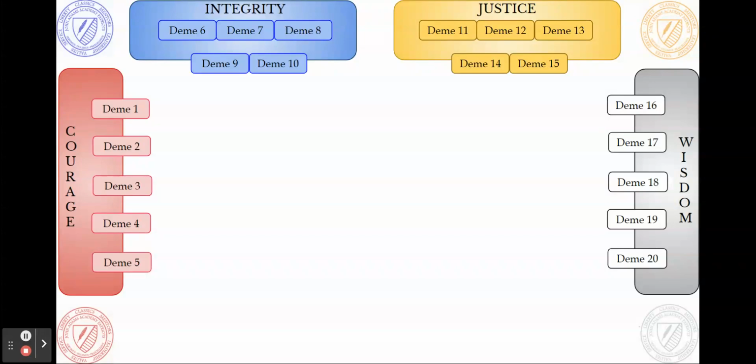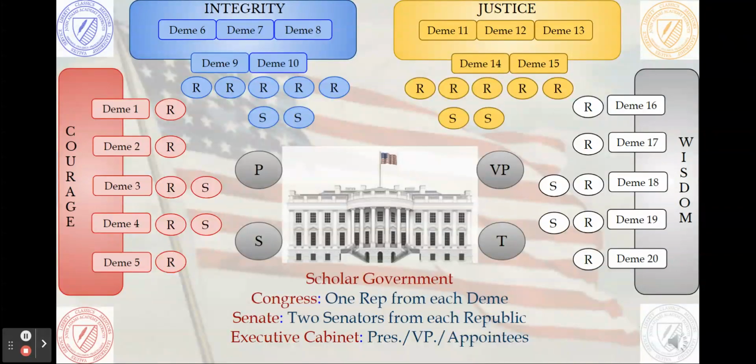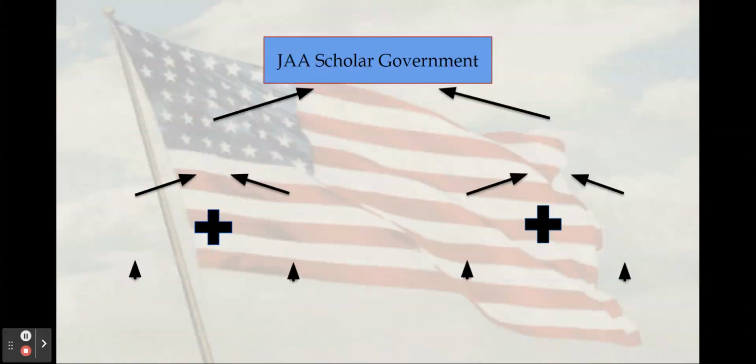The process has several steps. Our goal over the next few weeks is to get from here to here. The scholar government consists of a Congress and Senate and an executive cabinet. The Congress is made up of one rep from each dean. The Senate is made up of 2 senators from each republic. The executive cabinet is made up of a president, a vice president, and their appointees of secretary and treasurer.